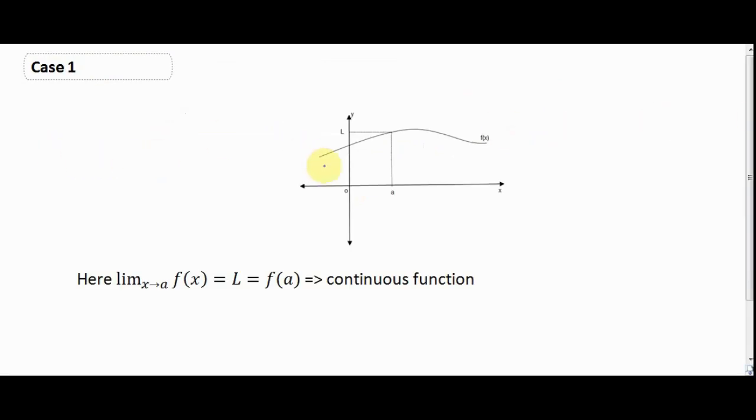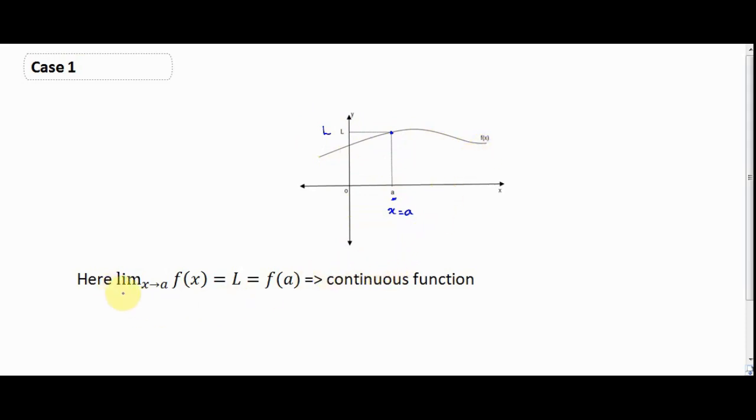Let's consider this case. Here we have a function f of x. The plot is a continuous one. You can see that at the point x equal to a, the function takes a value which is equal to capital L. At this point, the value of the function is found to be equal to capital L. Now, if you calculate the limit value at the point x equal to a, and you get it equal to L, then we may say that this function is a continuous function.